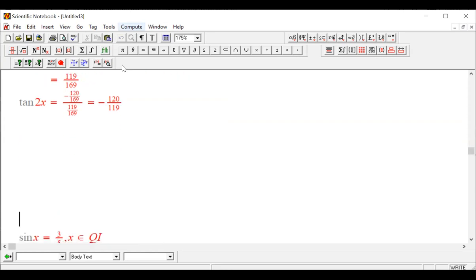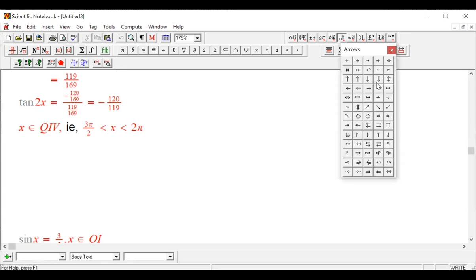Half angle, okay? Because x is in the fourth quadrant, i.e., x is between 3 pi over 2 and 2 pi. And you know the drill by this time, right?